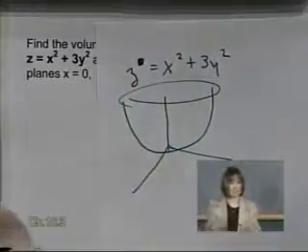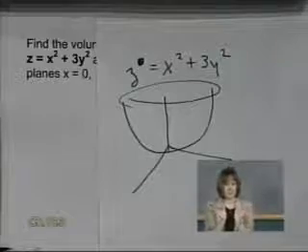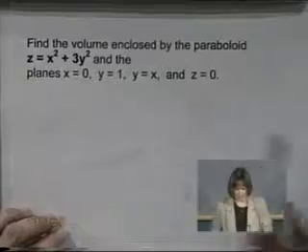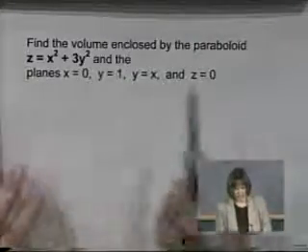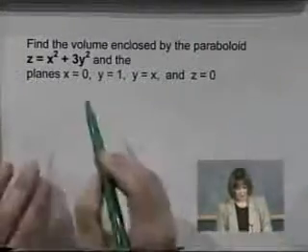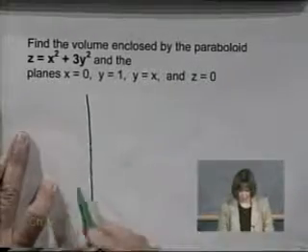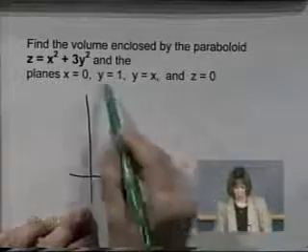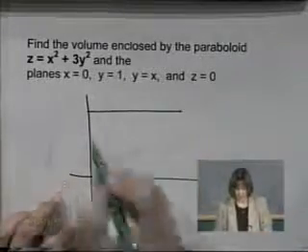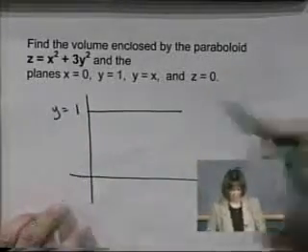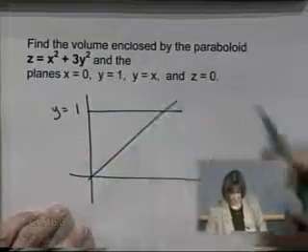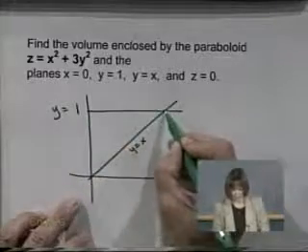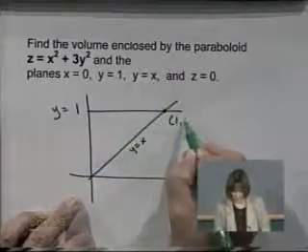It's this big old bowl sitting on the origin, right? Now, let's look at what the region is that they want me to look at. In the xy plane, I'm looking at x equals 0. What's x equals 0? The y-axis. Y equals 1. That's the line y equals 1. Y equals x. Where does y equals x intersect y equals 1? At the point 1, 1.